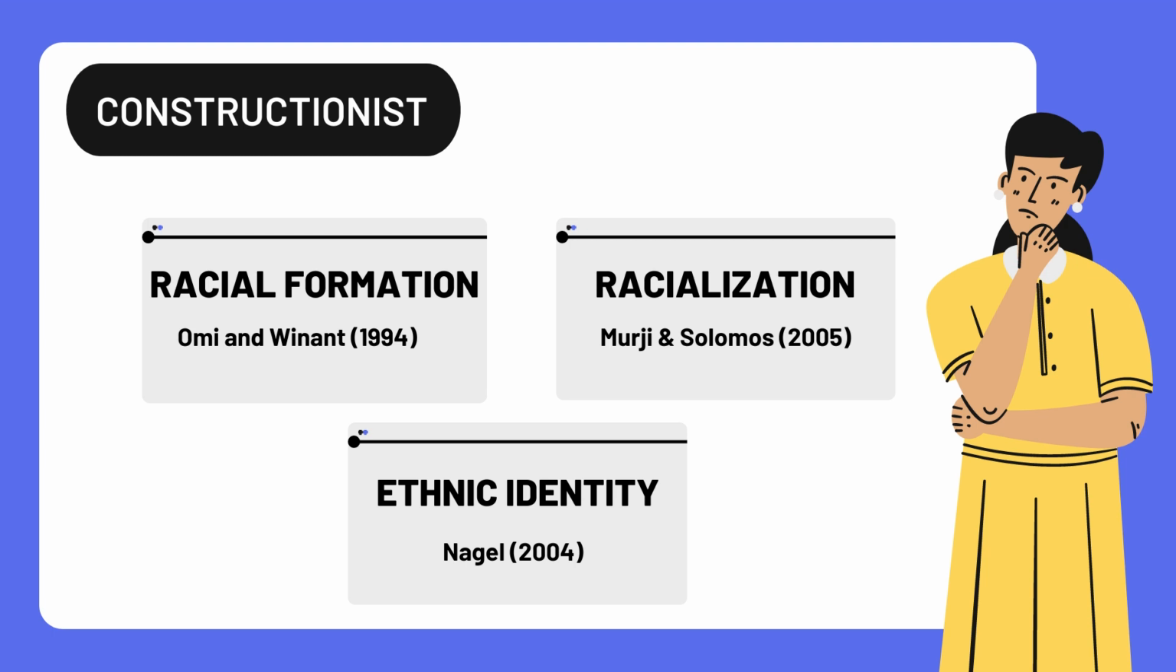Last is Ethnic Identity by Nagel in 1994. The study of ethnic identity is a constructionist approach that addresses how ethnic groups are negotiated, defined, and produced through social interaction inside and outside ethnic communities.